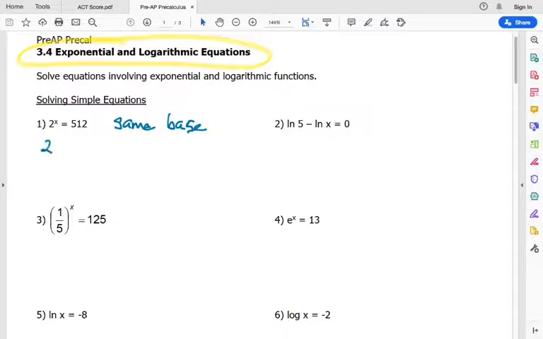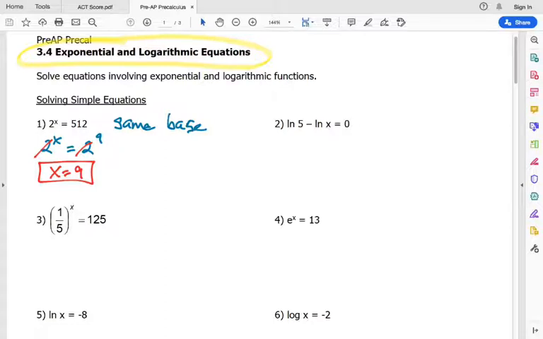So on this one, we've got 2 to the x on the left. We can change 512 to be 2 to the 9th power. So now we've got the same base. We can just eliminate that base and set the exponents equal. So that will be your answer.